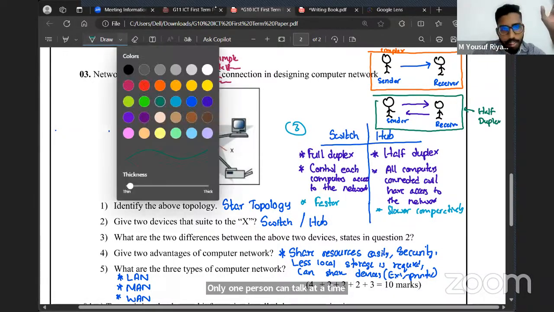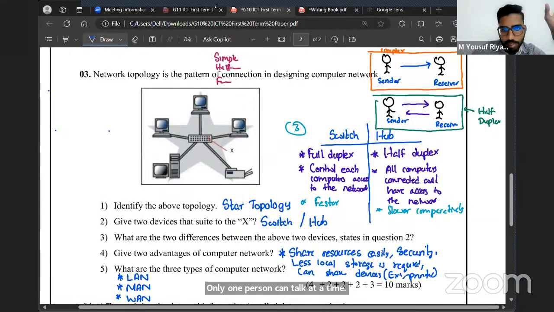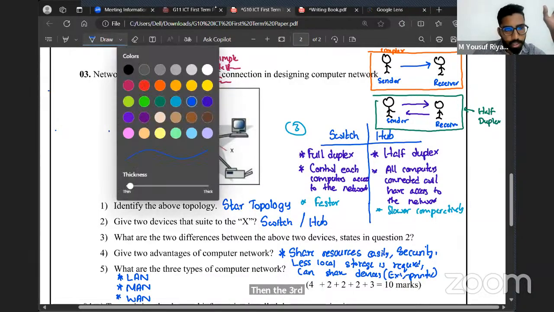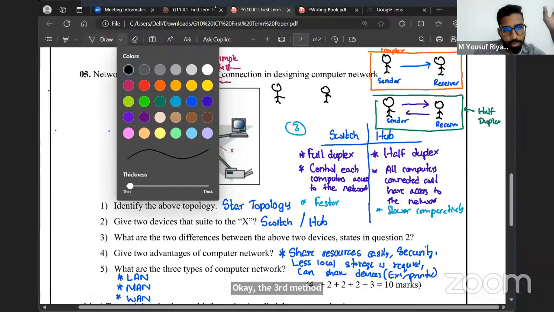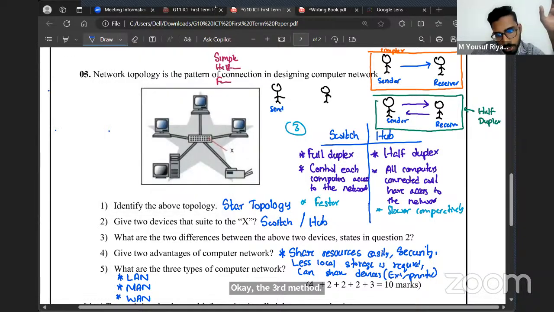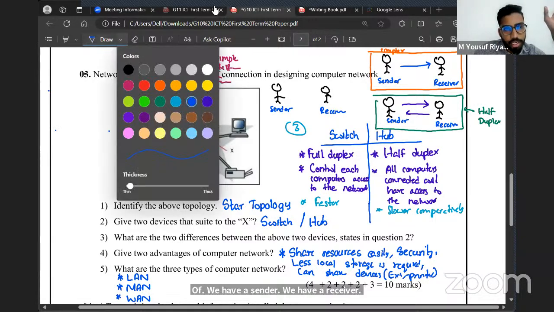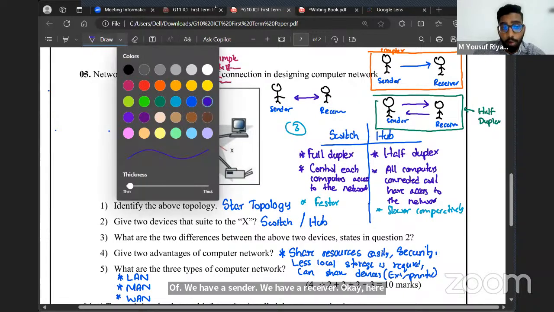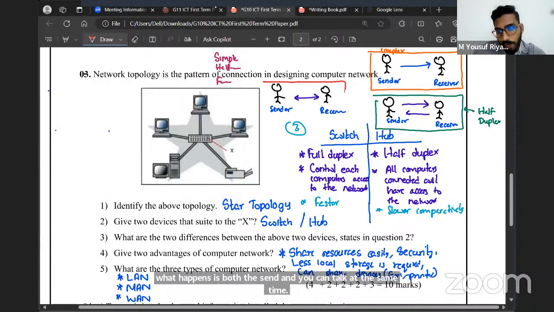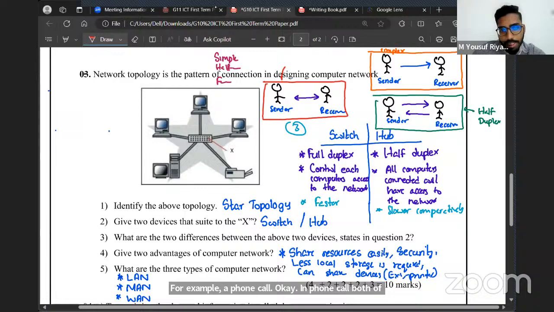Then the third method, Zafrinius. The third method of data transmission mode, we have a sender, we have a receiver. Here what happens is both the sender and receiver can talk at the same time. For example, a phone call. In a phone call, both of you can talk at the same time. We call this full duplex. Is that clear?